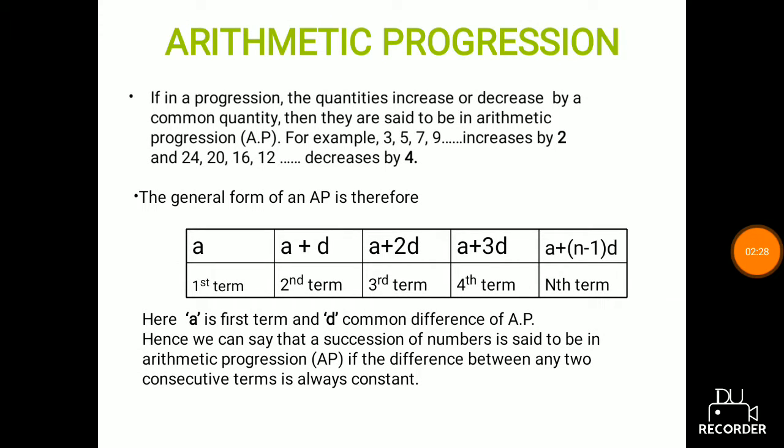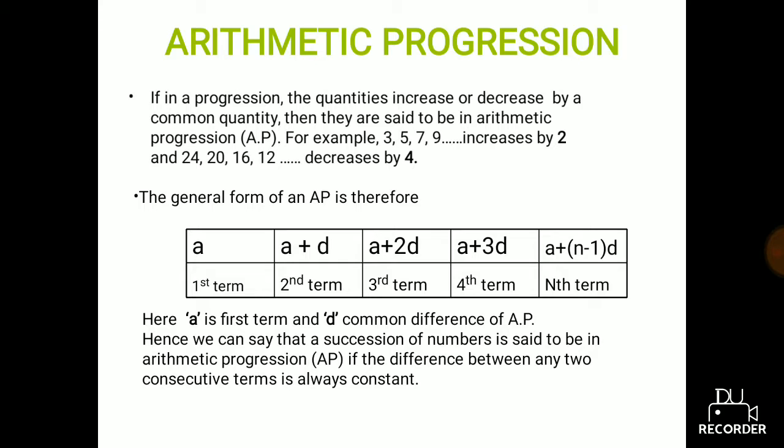Let's take another example. 24, 20, 16, 12. So here we see that the difference between the second and first term, that is 20 and 24, is -4. The difference between 16 and 20, that is the third term and second term, is again -4. The difference between 12 and 16, that is the fourth term and third term, is again -4. So we find that the difference between two consecutive terms is constant.